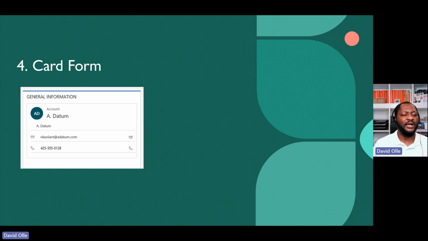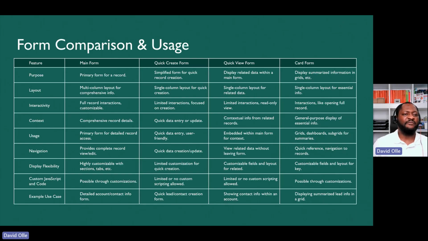It contains the account number and the telephone number, right? So that's your account card form. Now let's have a comparison between the different cards and when you normally use them. For example, the main form is the primary form for your record. That's what you use generally speaking.